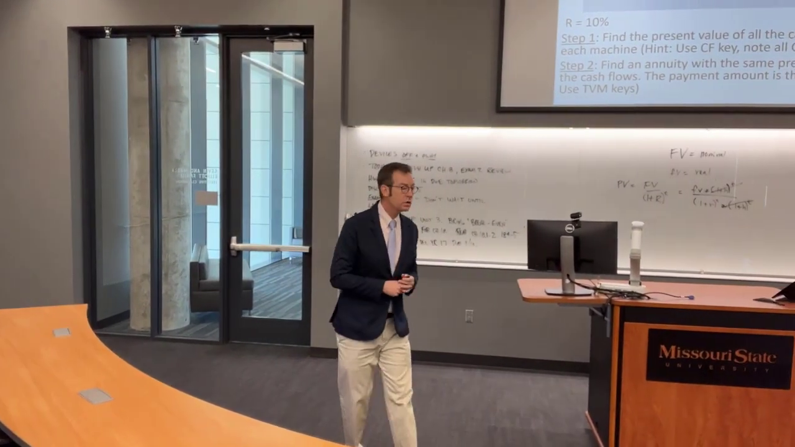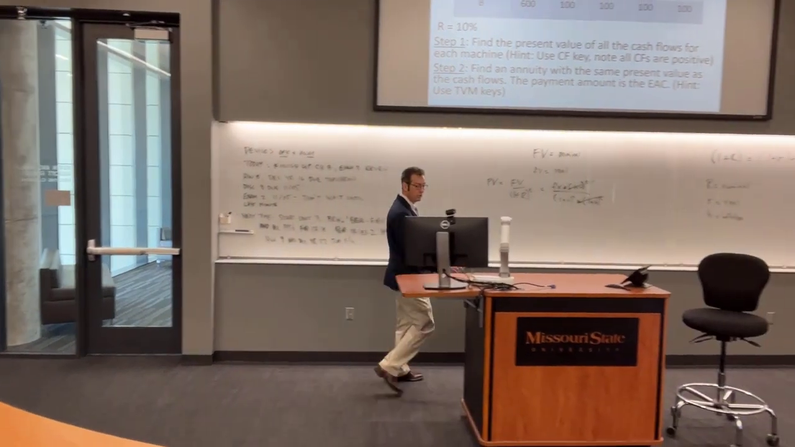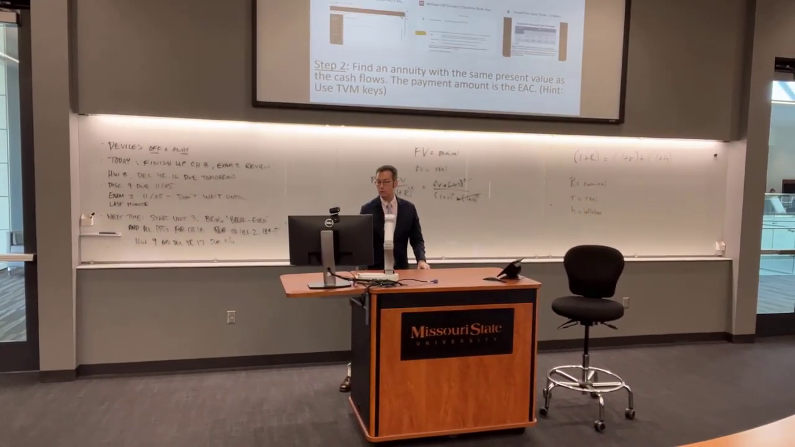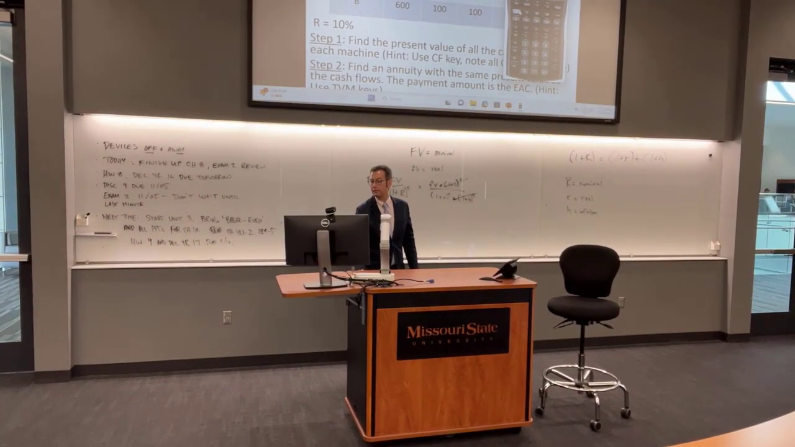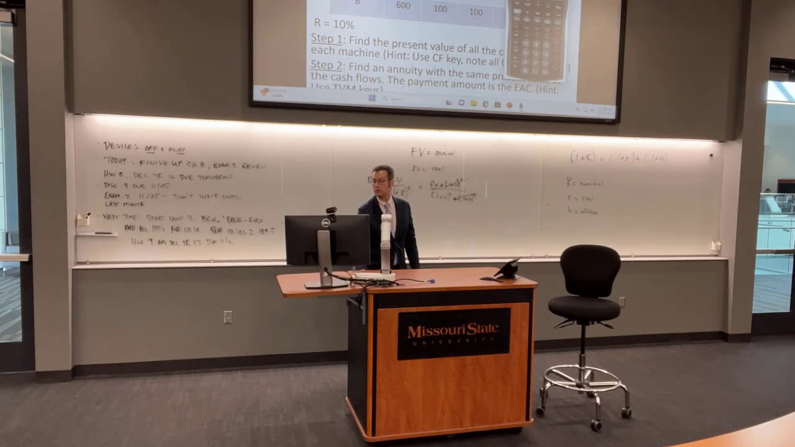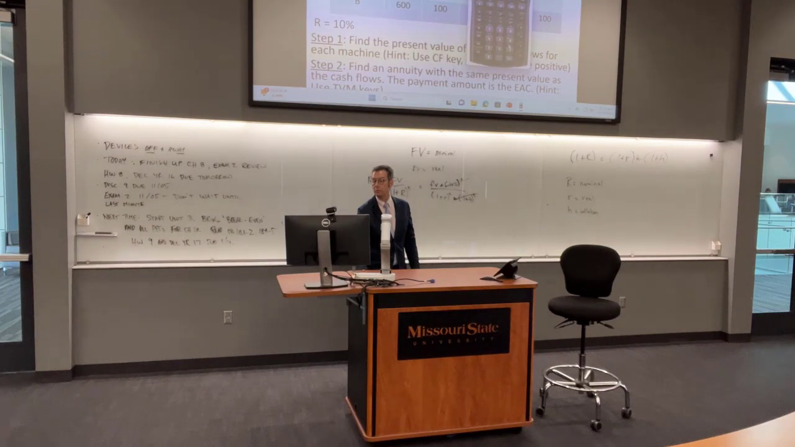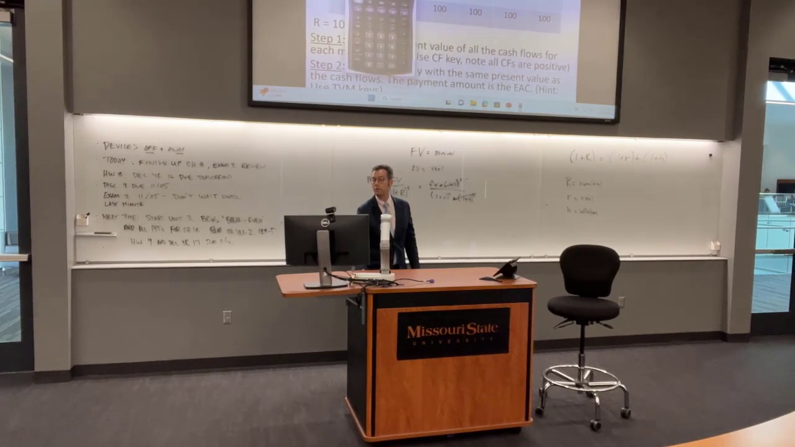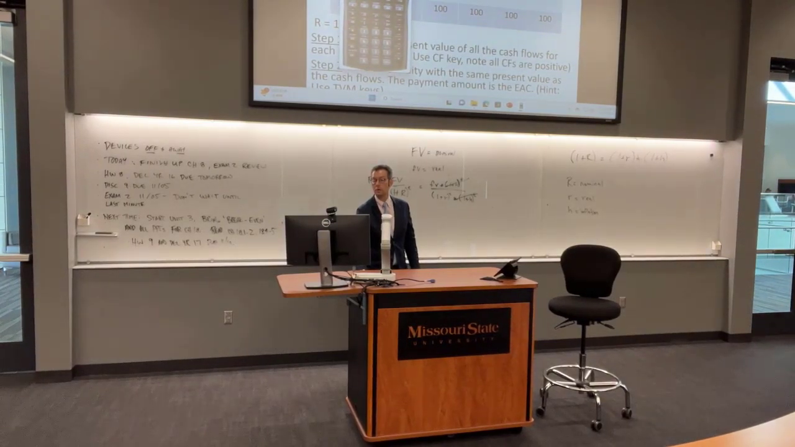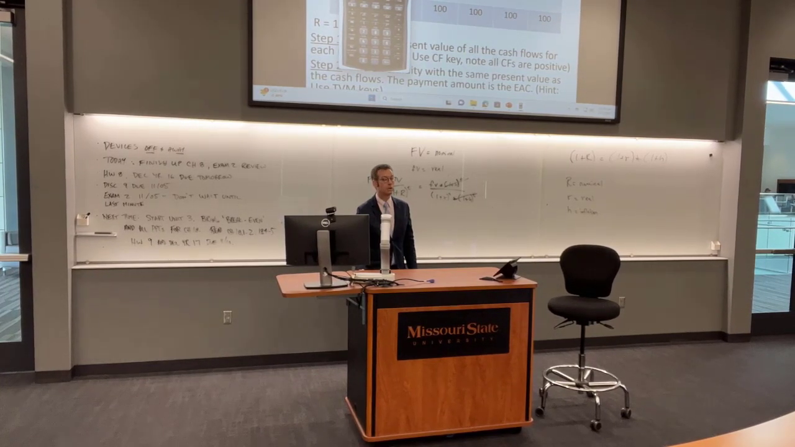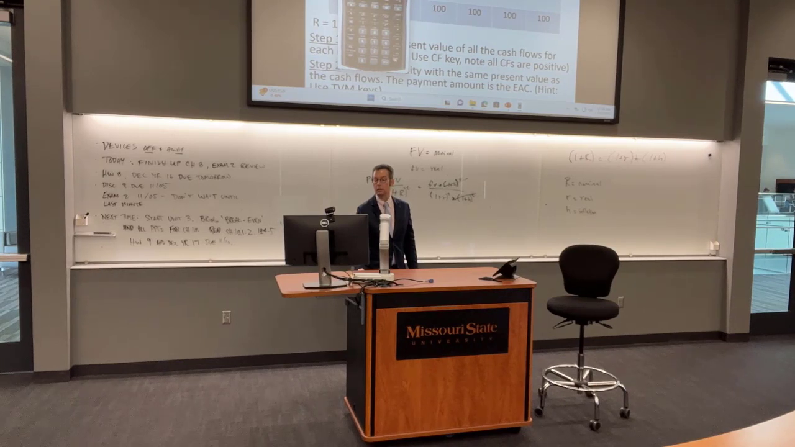So, first thing we're going to do, we're going to go to our calculator, and we're going to say CF, second, clear work. And then for example A, we're going to put in 500, enter, arrow down. What's C01? 120. Enter, arrow down. What is F01? 3.